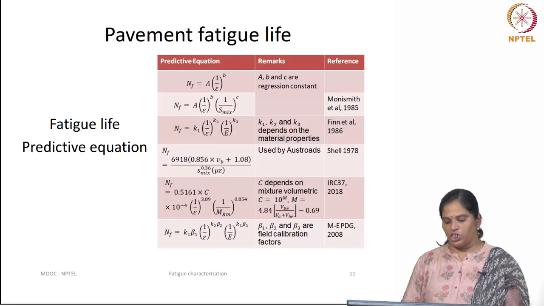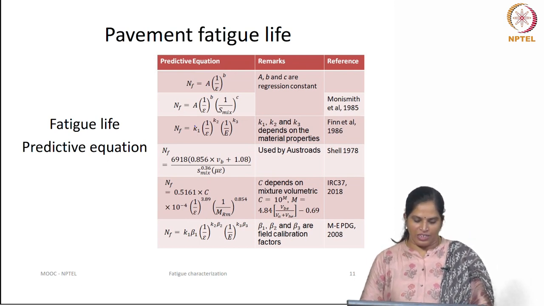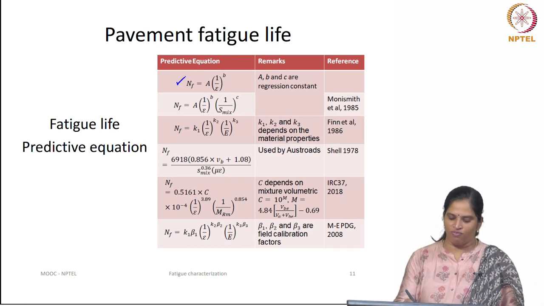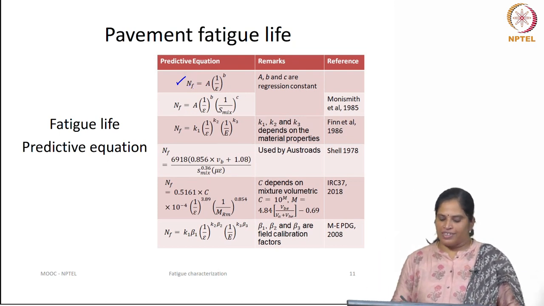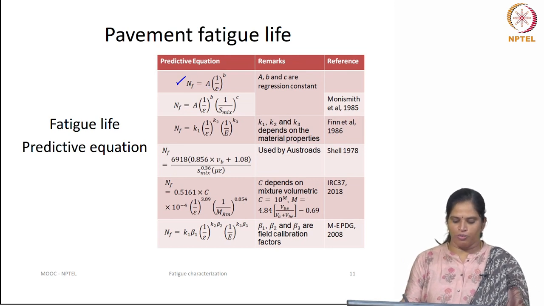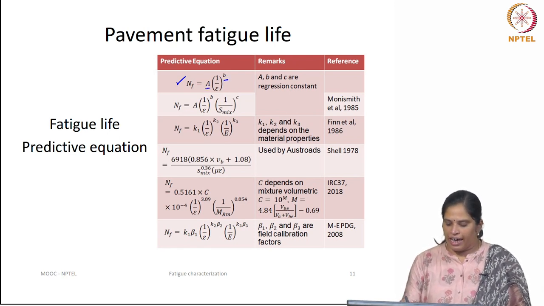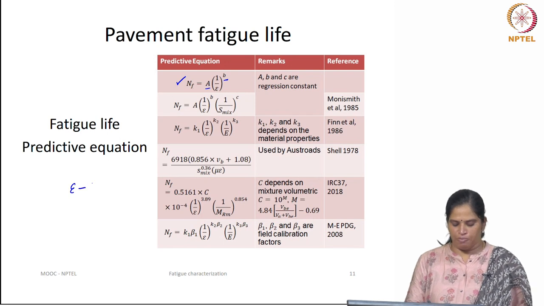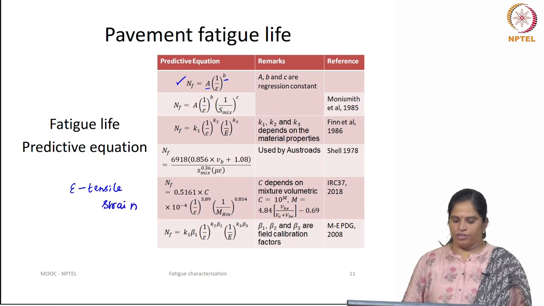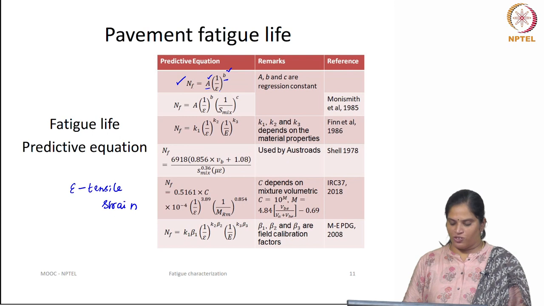Now, a few performance prediction equations are given here. When you look closer at these equations, the basic equation is of this type. Here NF is the number of repetitions to failure. NF is given by a constant times a function of strain, 1 upon strain to another constant, so you have an exponential equation here. Here A and B are regression constants, and epsilon is the critical tensile strain in the pavement.